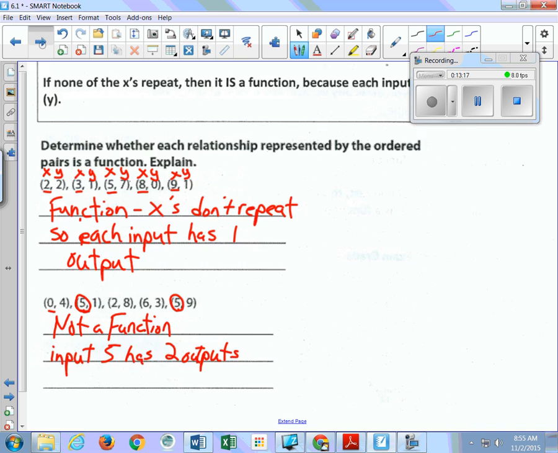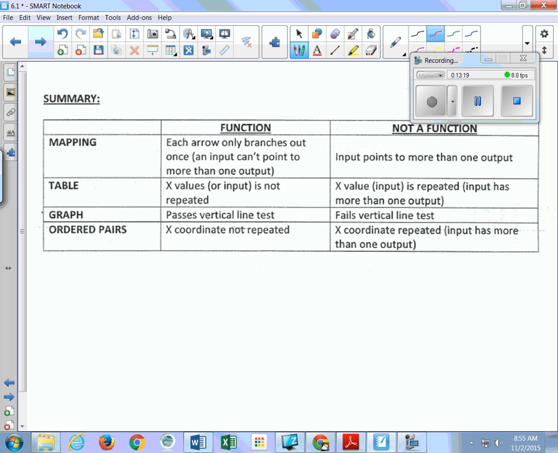Okay. At the bottom there, it has a little summary. It says on the mapping table, graph, and ordered pairs. That's kind of the order that we went in the notes. It tells you what each one has to be a function, and what has to happen for it to not be a function. That's something to look back at while you're using your notes while you're doing your homework.